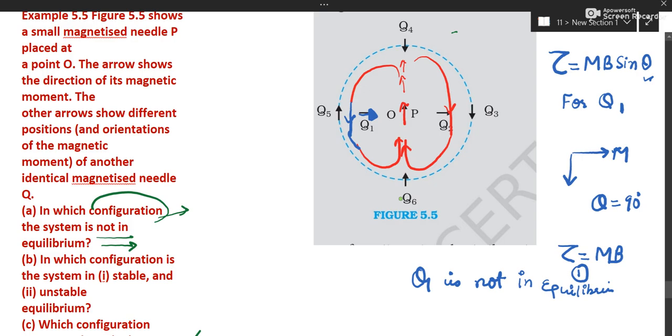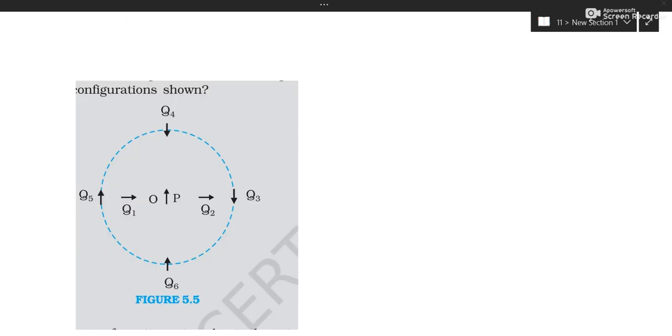Where is Q2? This one is Q2. So where is the arrow of Q2? Q2's arrow is like this. So this is the magnetic moment, and the field is like this. See, the field was going like this, and here it is like this. So you can say the angle between this and this is 90. So Q2 is also not in equilibrium. You'll have to follow these steps and you'll have to write it. So let us see about others as well.